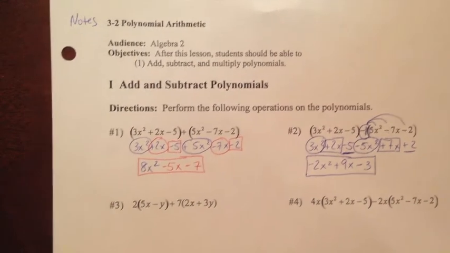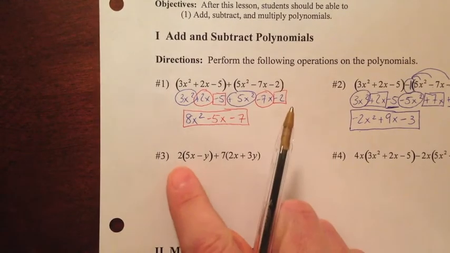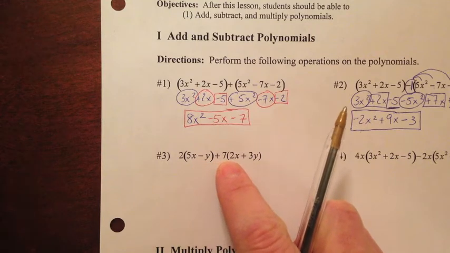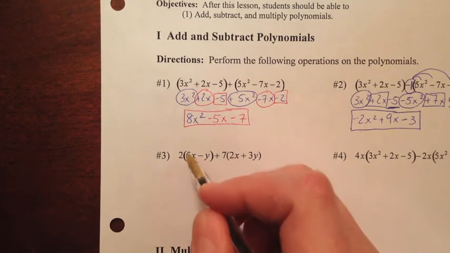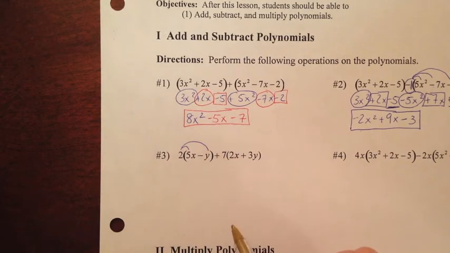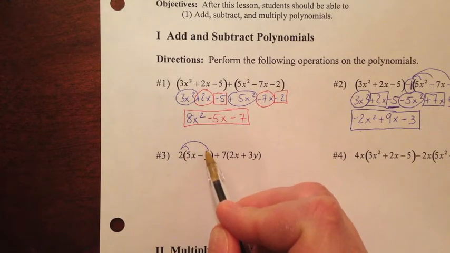All right, let's say we have something like number 3. So we've got 2 times 5x minus y, and then plus 7 times 2x plus 3y. Before you can add and subtract like terms, you have to do multiplication first. Think of PEMDAS: parentheses, exponents, multiply, divide, add, subtract. We're going to do multiplication before we add and subtract.